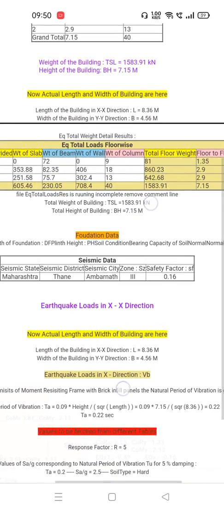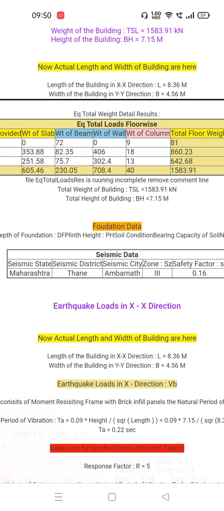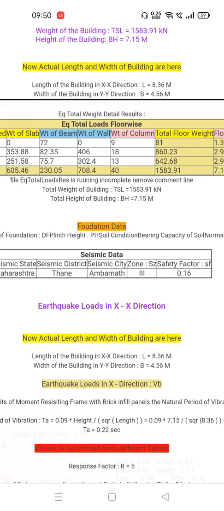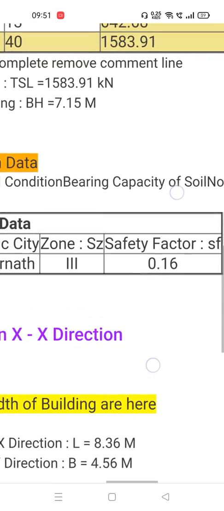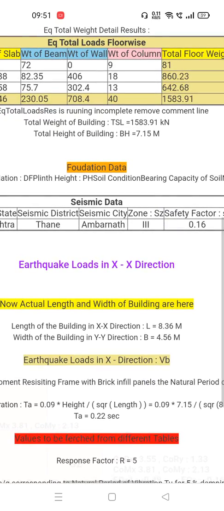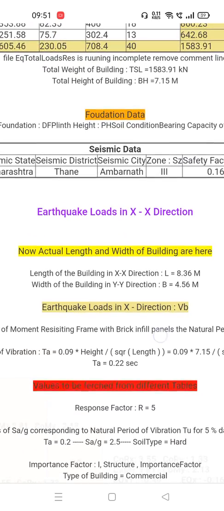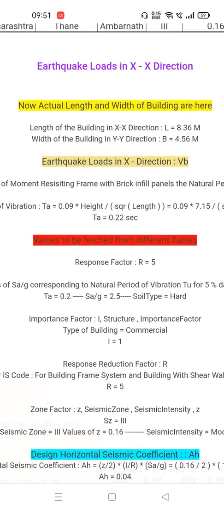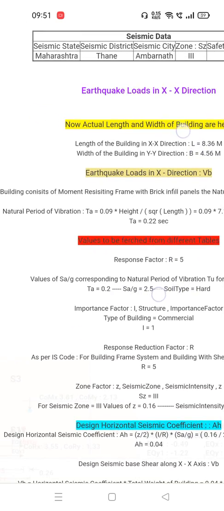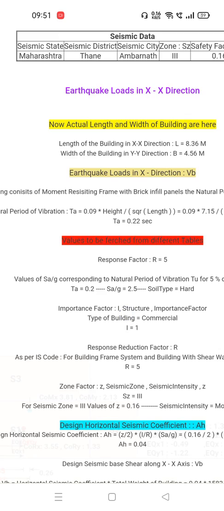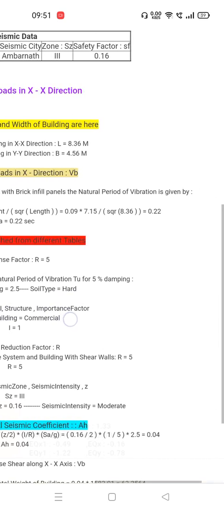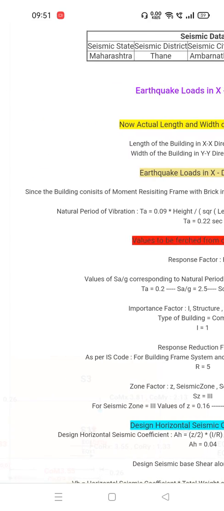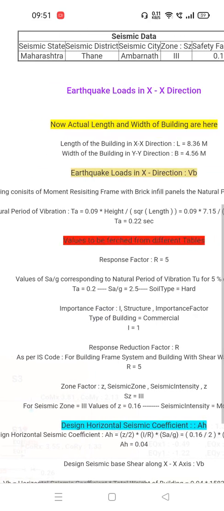As per the data, the seismic zone which we already selected in the project gives seismic factor 0.16. Now earthquake loads in XX direction, this full calculation is there. Length of building in X direction, length of building in Y direction. The building consists of a moment resisting frame and brick infill walls, so we have to calculate the natural period of vibration.